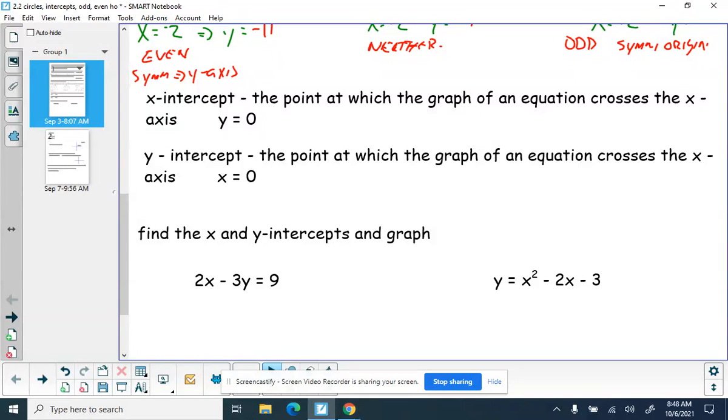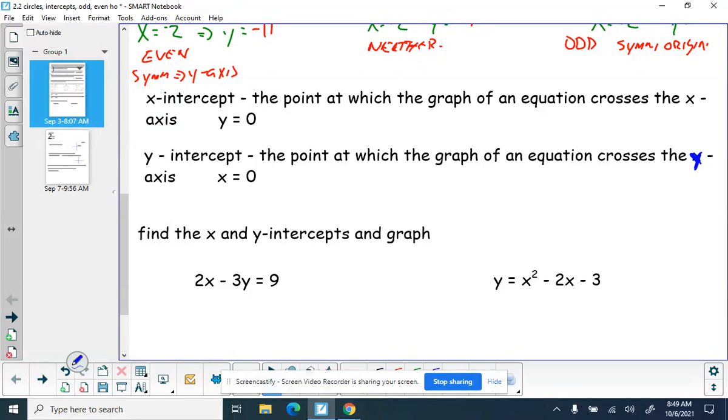So you have the x-intercept, the point at which a graph crosses the x-axis, where y is equal to 0. And the y-intercept is the point at which a graph crosses the... it should be an x-axis and y-axis, my bad. That's what I get for copy and pasting. That should be a y there. Y-intercept, the point at which a graph crosses the y-axis, my bad. And that's where the x value is equal to 0.